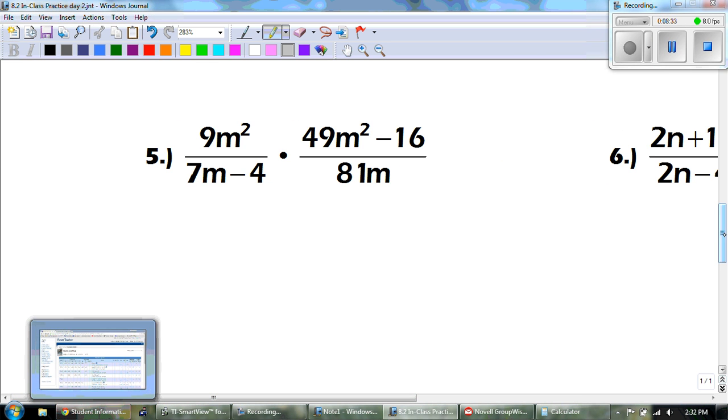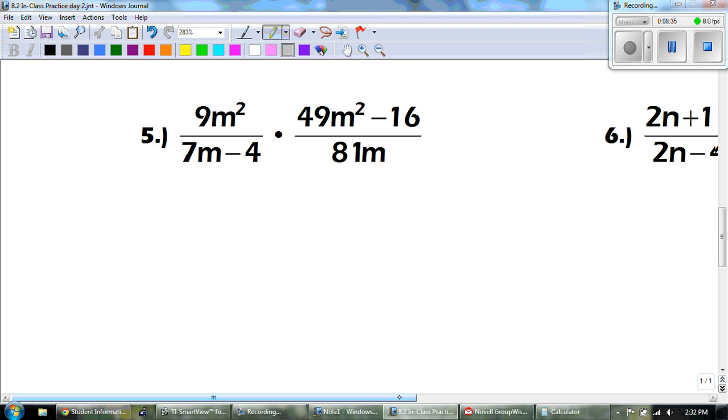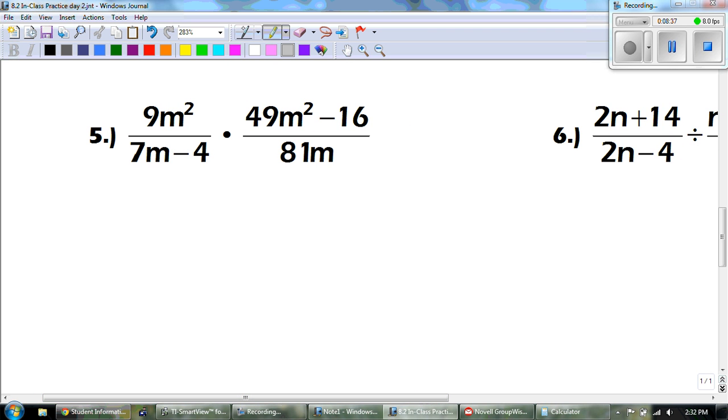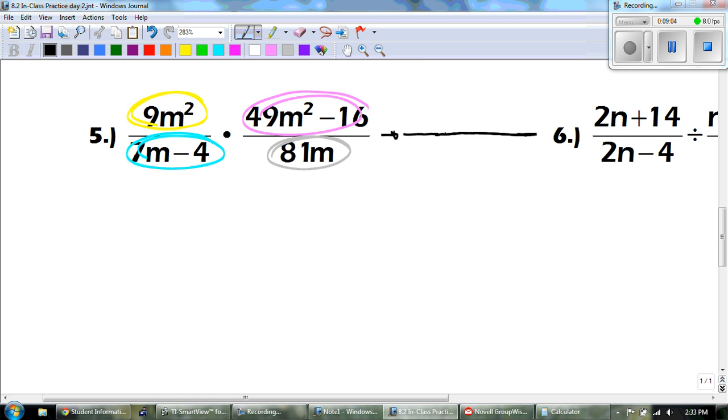Okay, so number 5. I'm just going to go through and kind of look at everything. We got a yellow, we got a blue, we got a pink, and then the last one, we'll make that a gray. So as I'm going through this, the first thing that I notice is that it's multiplication. Okay, so we can turn that into a giant multiplication problem.